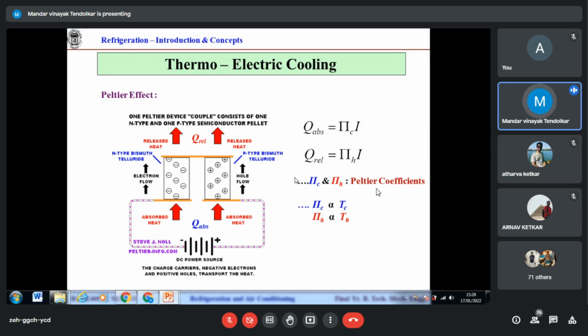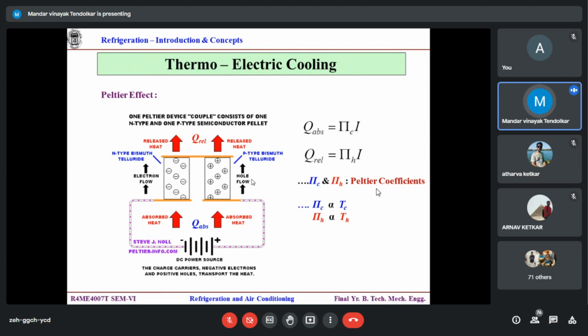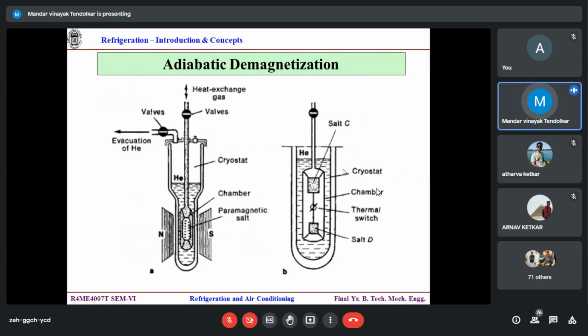So in other words, this solely depends on you. Pi C and pi H are strong functions of the corresponding temperatures, or in the reverse way, temperatures are functions of these. You decide how much heat is to be absorbed and how much temperature is to be maintained over here. Accordingly, you select the material so that you get pi C and pi H as per the requirement. So this is another technique through which you can generate the cooling effect, that is thermoelectric cooling.